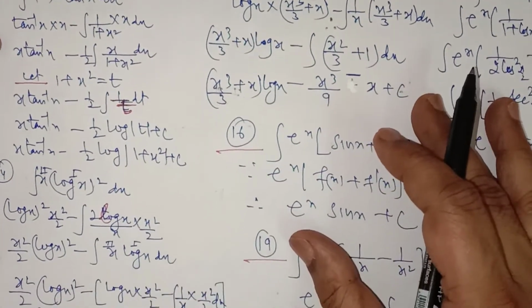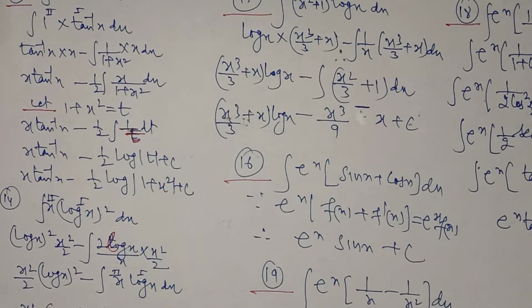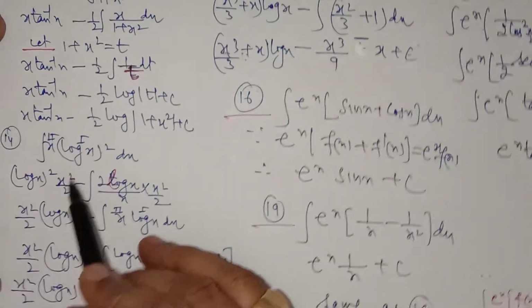So like this, you can integrate an inverse trigonometric function: multiply it with 1 and integrate by parts, letting the inverse function be the first function. This is the easy question.